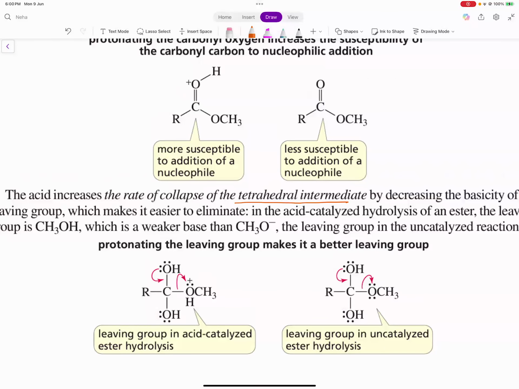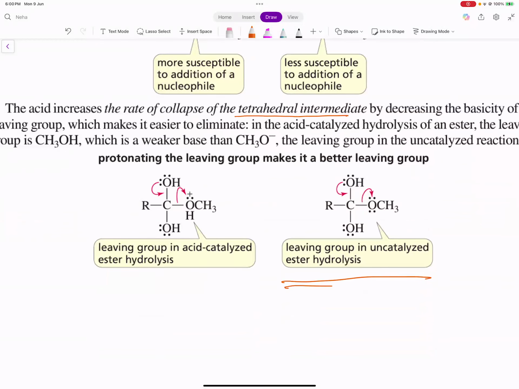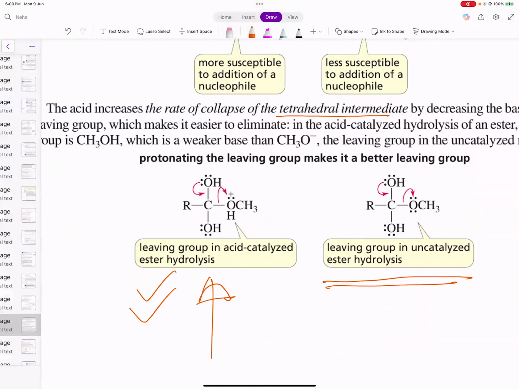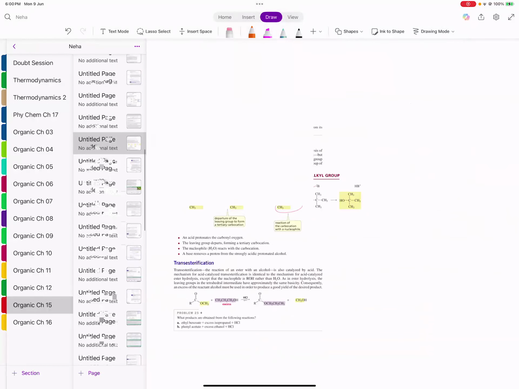By protonating. So if it is uncatalyzed, then this has to leave. If it is catalyzed, this has to leave. So this is much better, because the oxygen is protonated. Got it? See, such small things.